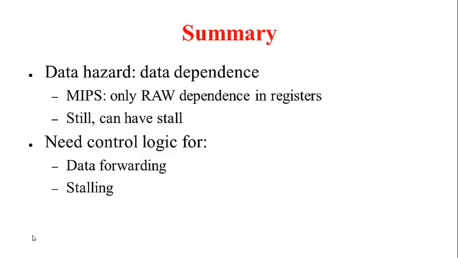To summarize, we saw that data hazards are nothing but dependence of data across different instructions in a program. This is something natural in any program. In MIPS, we saw that only the RAW, read after write dependence, RAW hazard, is possible and only in registers and not in memory locations. Still, we can have a stall if there is a load word followed by a dependent instruction. Of course, there is a need for control logic for determining when data forwarding is required, where data forwarding is required, and also when stalling is required, how many stalls are required, and so on. How this control logic is achieved is a topic for a later video.